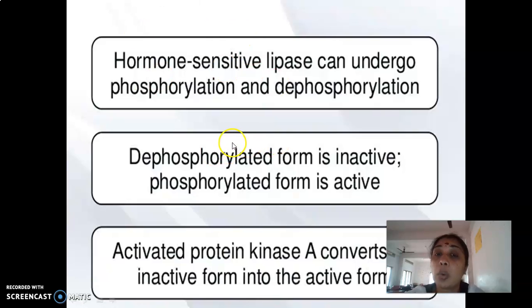So how is it getting broken up? It is broken up with the help of hormone sensitive lipase. The enzyme will be shifted from the inactive or dephosphorylated form to the phosphorylated form. And this shift from the dephosphorylated form to the phosphorylated form happens with the help of the enzyme protein kinase A.